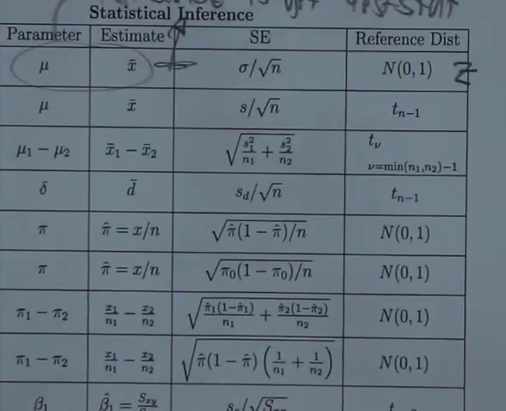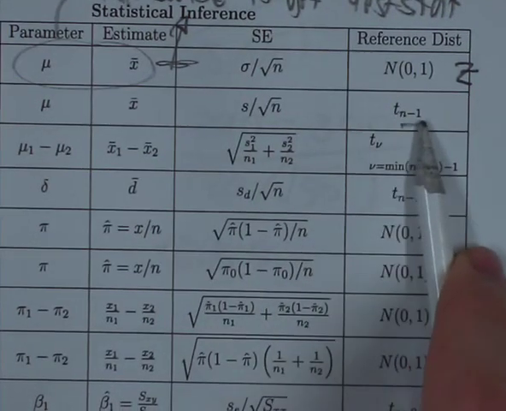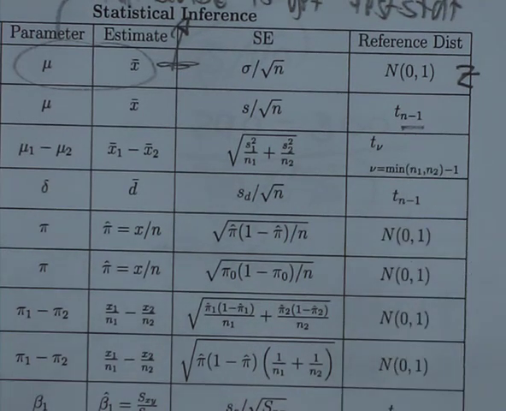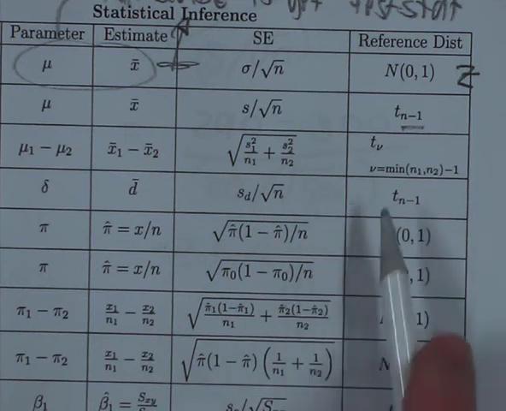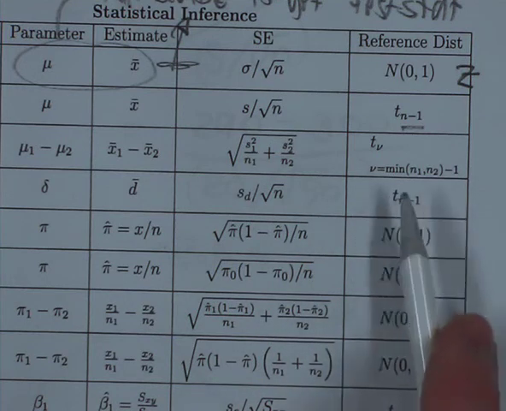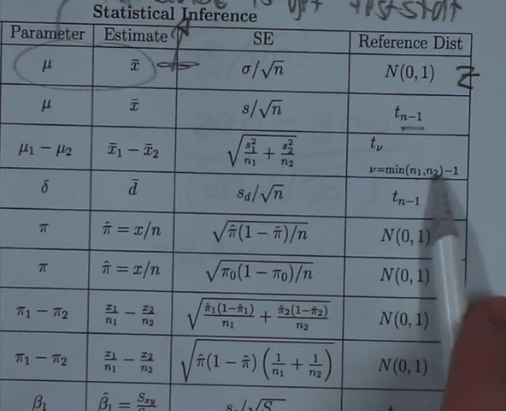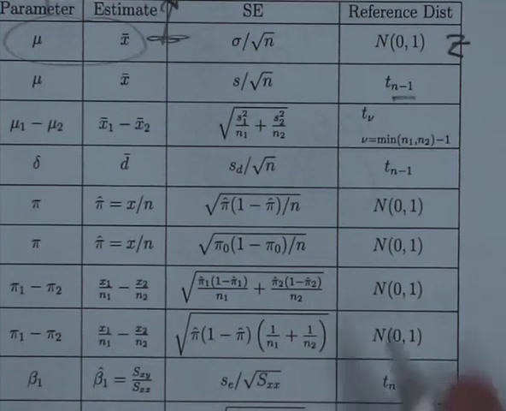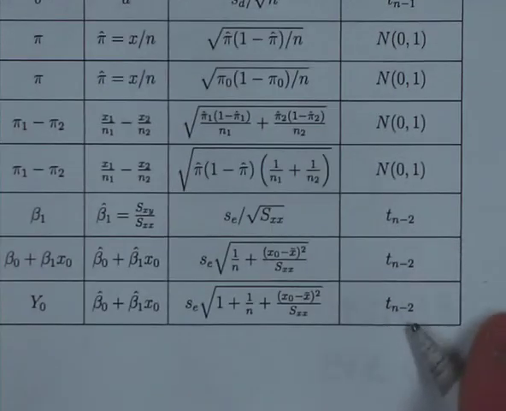See here how it says n minus 1 for the t in this situation. But if I'm comparing two groups to each other, I do n minus 1, but only for the smallest group. That's what this bit here means. So the minimum of the sizes of the two groups, minus 1. So I get the smallest group and I do n minus 1 for that group. If I'm doing a paired, I'll do this. In regression, they're all n minus 2.